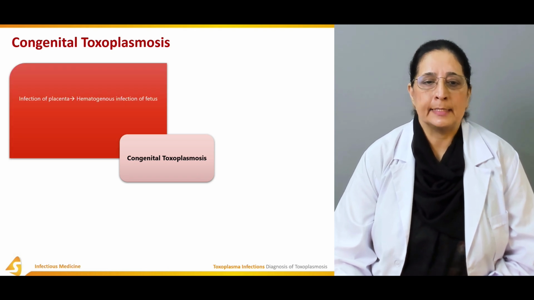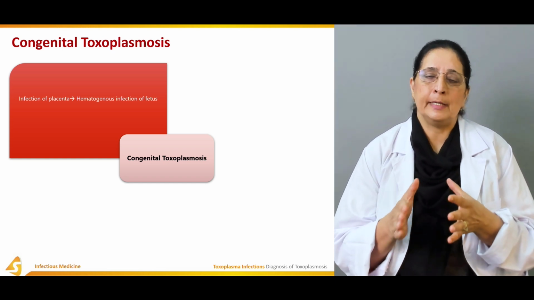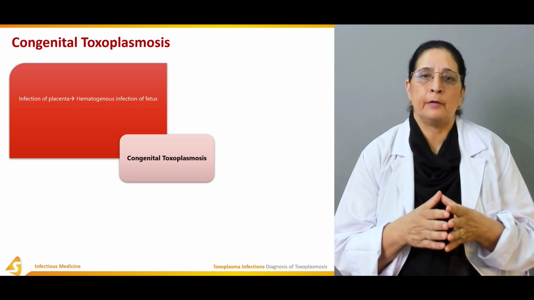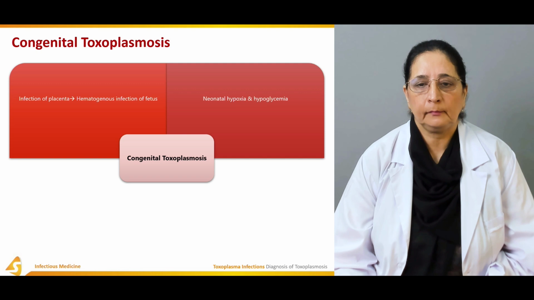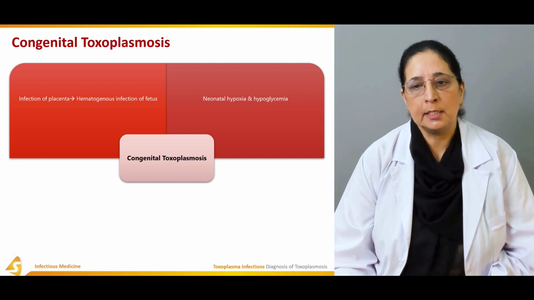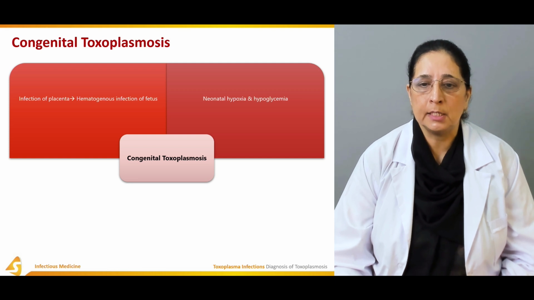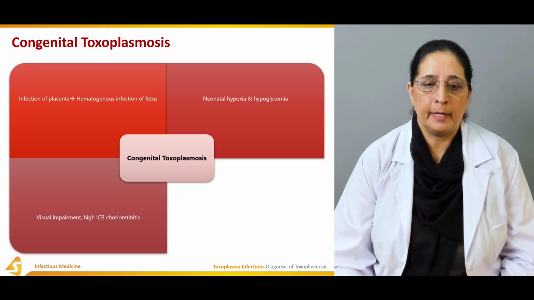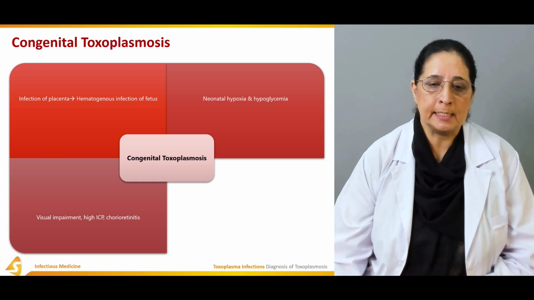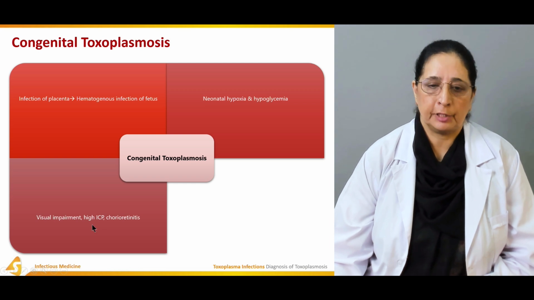Next, congenital toxoplasmosis. Infection of the placenta causes hematogenous infection of the fetus. So from the placenta, infection spreads from the mother to the baby. Neonatal hypoxia and hypoglycemia: decreased levels of oxygen and glucose. Visual impairment; we mentioned chorioretinitis is very common. There is high intracranial pressure present.